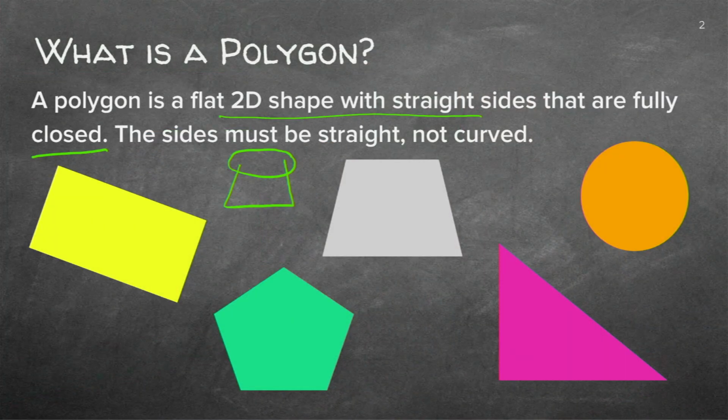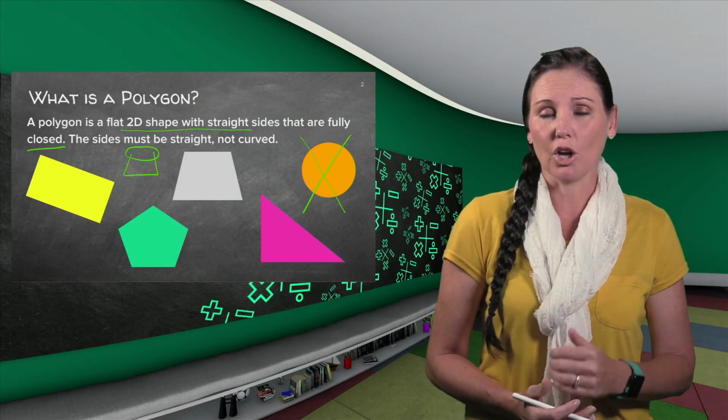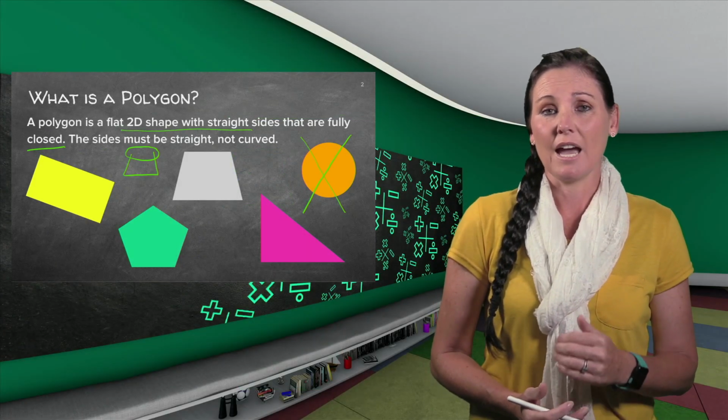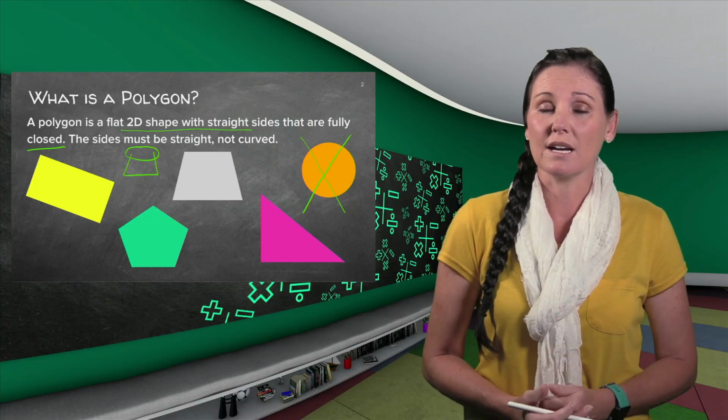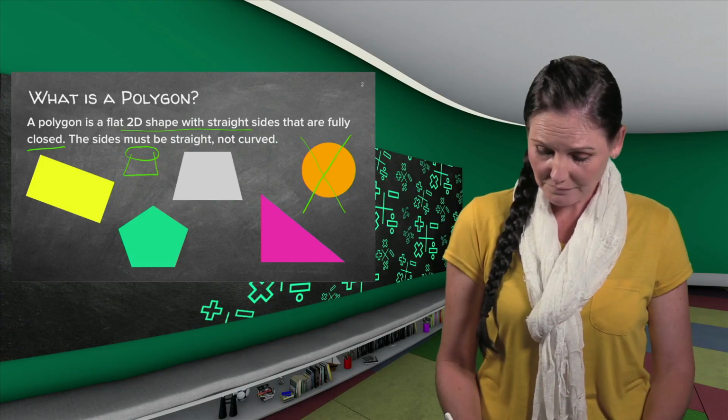Now I want you to realize something on this screen. Yes, I did this on purpose. I wanted to see if you can realize that this is not a polygon. Why is it not a polygon? Because it's got a curved side. So polygons have only straight sides, they are 2D shapes, and all the sides must be closed.